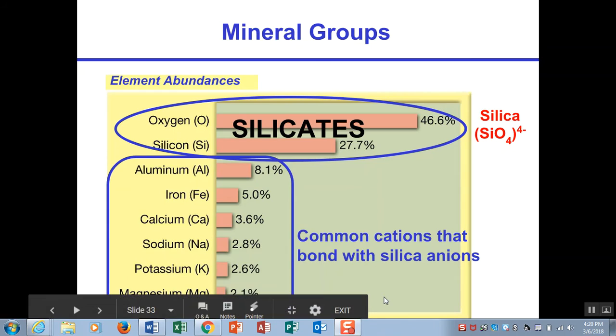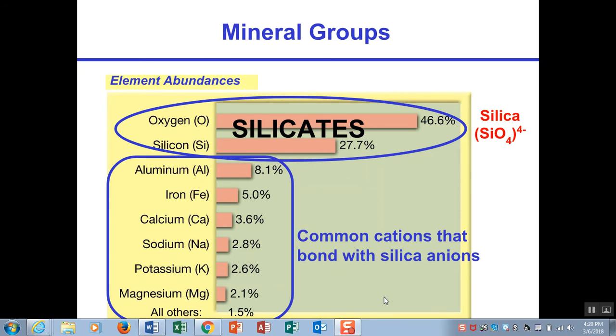When you look at this slide, you see just how much oxygen and silicon there is in Earth's crust. There's 47% oxygen and 28% silicon, and that explains why the silicate mineral group is by far the largest mineral group that we have.